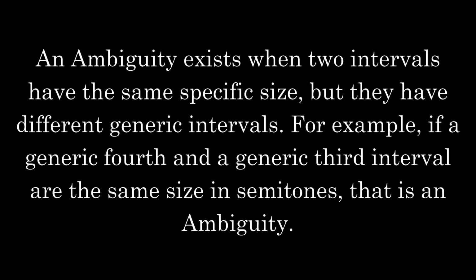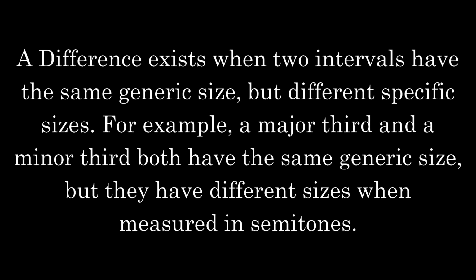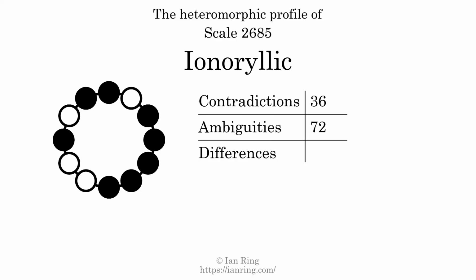An ambiguity exists when 2 intervals have the same specific size, but they have different generic intervals. For example, if a generic fourth and a generic third interval are the same size in semitones, that is an ambiguity. The number of ambiguities in this scale is 72. A difference exists when 2 intervals have the same generic size, but different specific sizes. For example, a major third and a minor third both have the same generic size, but they have different sizes when measured in semitones. The number of differences in this scale is 151.